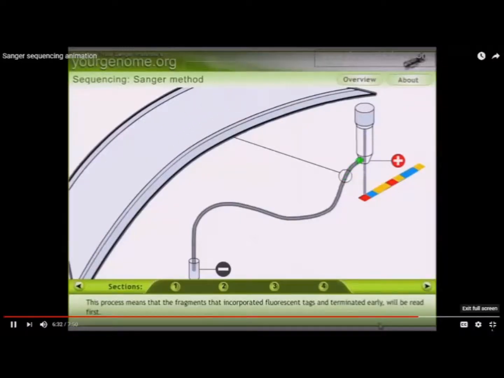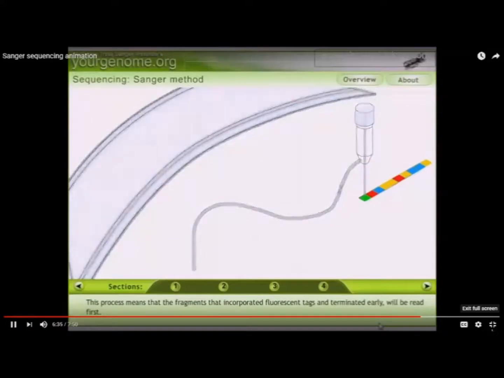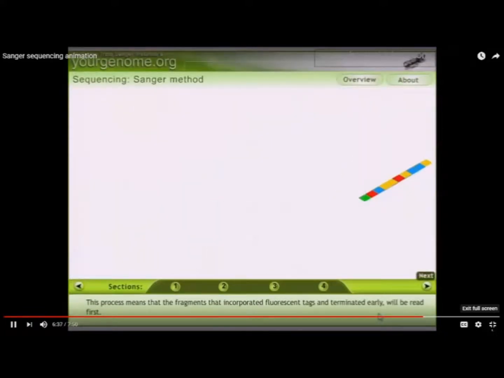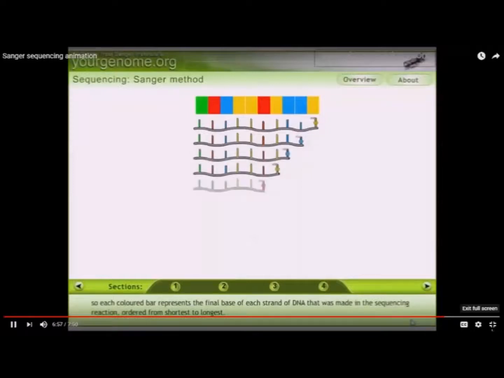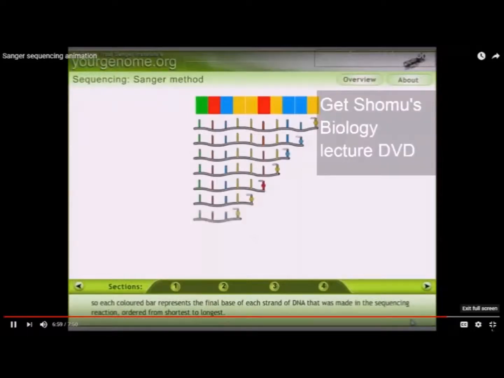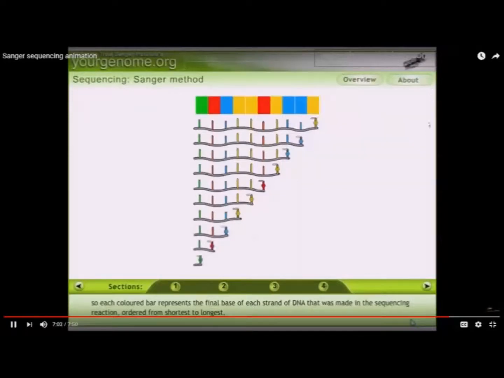This process means that the fragments that incorporated fluorescent tags and terminated early will be read first. The laser can detect only the fluorescently labeled bases at the end of each fragment. So remember, the presence of the fluorescent bases at the end of each fragment is very important, and it's key for understanding this Sanger sequencing concept. Each colored bar represents the final base of each DNA strand made in the sequencing reaction, ordered from shortest to longest.